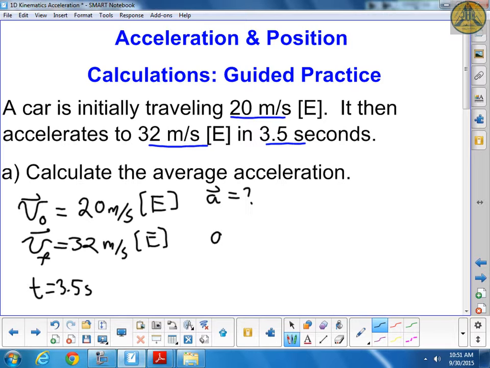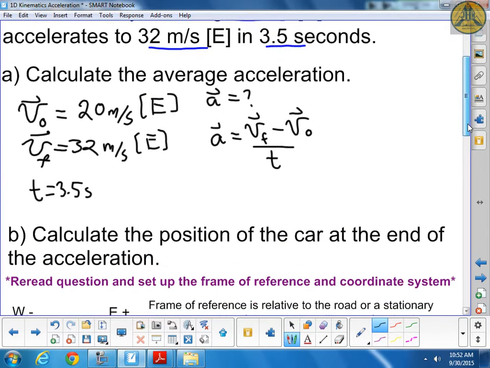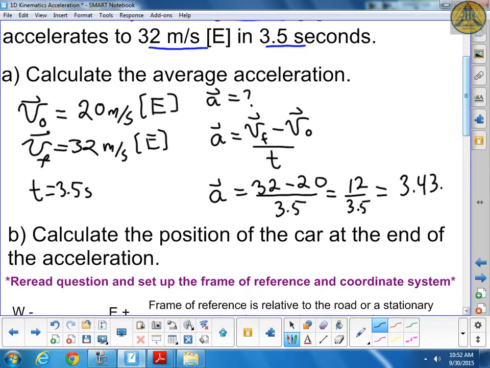Acceleration is final velocity minus initial over time. Numbers in: 32 minus 20 over 3.5. I think that works out to 3.43 meters per second squared. Okay. So just straight up normal acceleration problem.